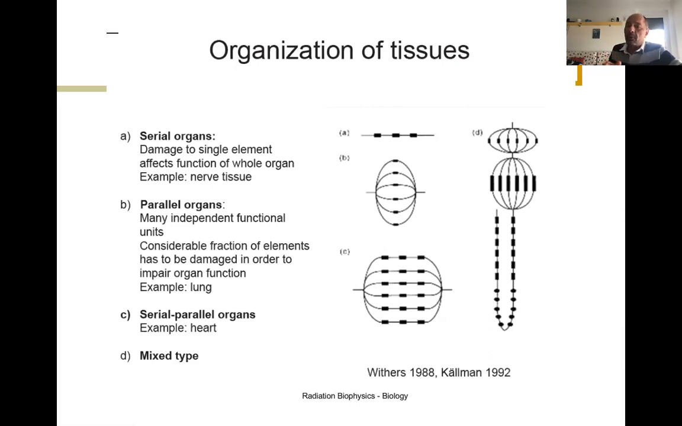Serial parallel organs are those organs where some parts are serial and some parts are parallel, for example, the heart. The heart is a mixed serial parallel organ. Obviously, in radiotherapy, this is very important, because if you have a tumor in a parallel organ, you can accept to give a fairly high dose also to the rest of the organ. But if you have a tumor which is close to a serial organ, you have to be very careful, because if you damage even a small volume of the serial organ, that organ will be inactivated.